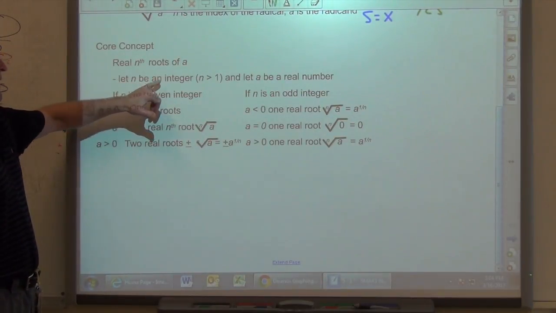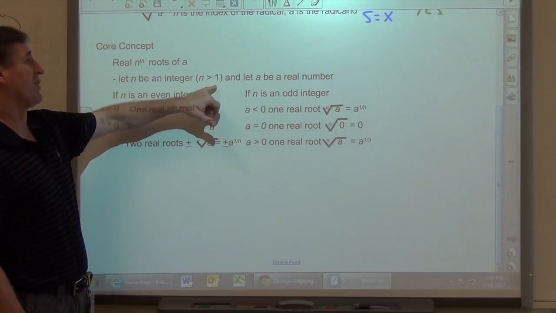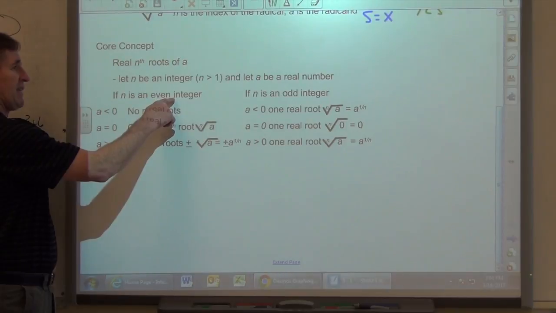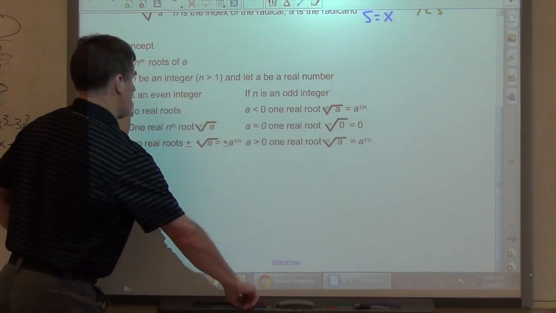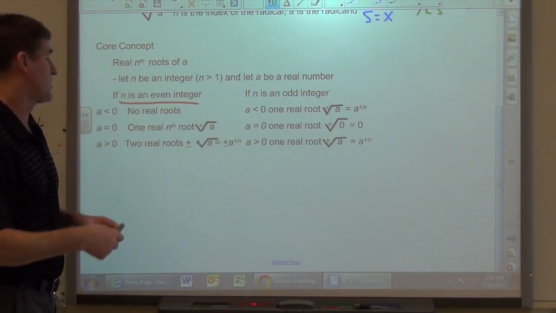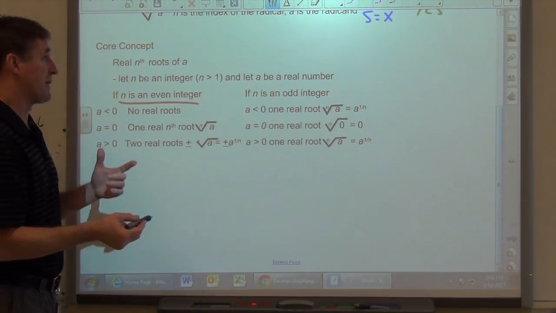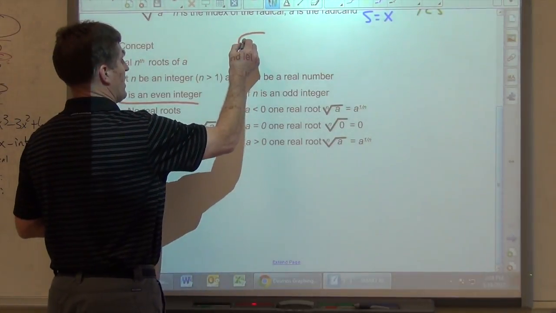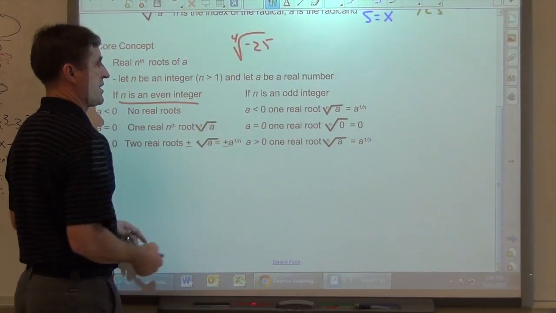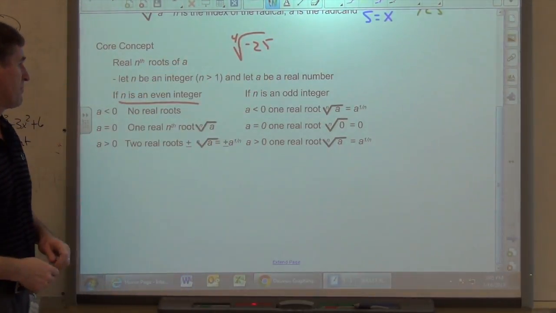Let n be an integer, so we're only talking about integers in the index, greater than 1, and let a be a real number. If n is an even integer, we have two cases. We're taking an even root of the problem. Then if a is less than 0, there are no real roots, because then we're talking about imaginary numbers. We can't do this if it's a square or a fourth or a sixth. We can't take even indexes of negative numbers.